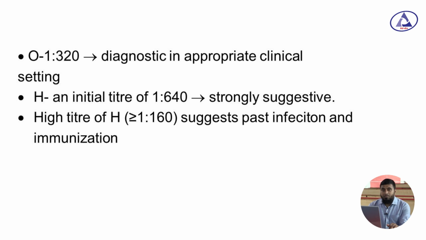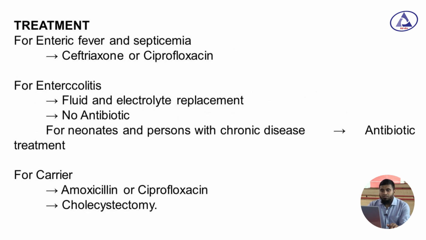If the titer of the H is 1:160, it is suggestive of past infection and active immunization, that means vaccination or previous infection. So, we know H antigen means flagellar antigen, and O antigen means somatic antigen, which is polysaccharide in nature. For this reason, antibody against O antigen is always IgM type, and antibody against H antigen may be IgM, and in past infection it is always IgG.